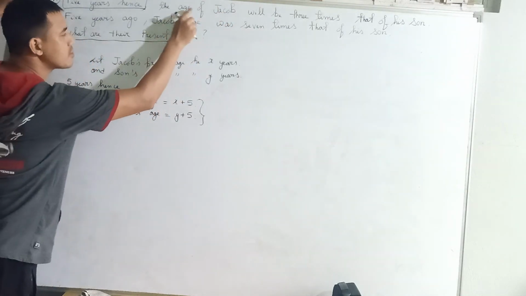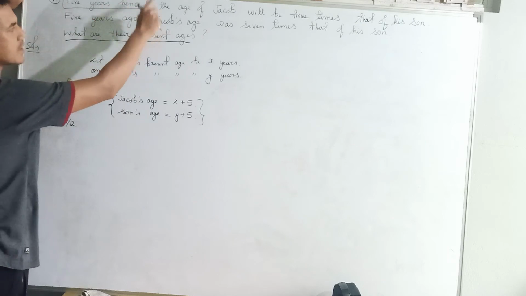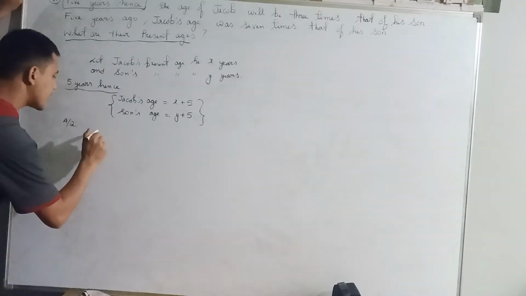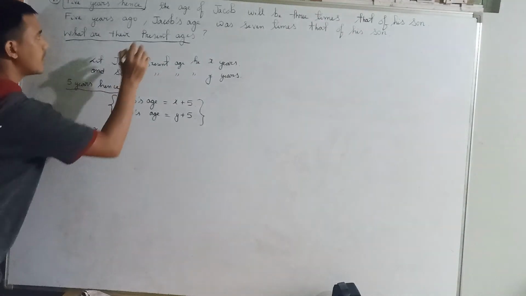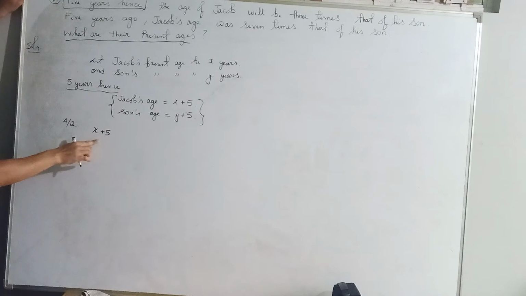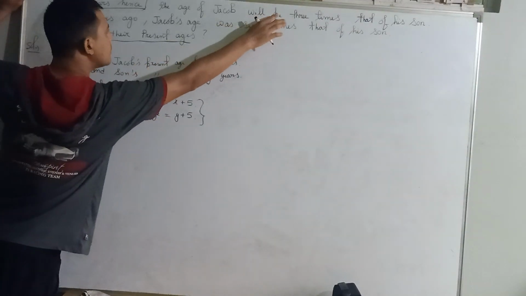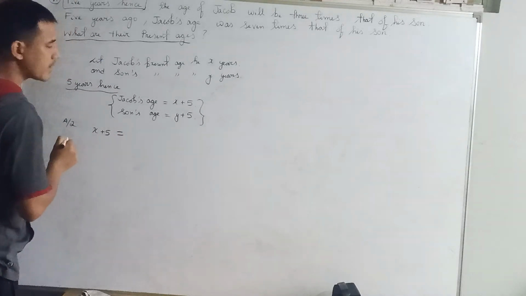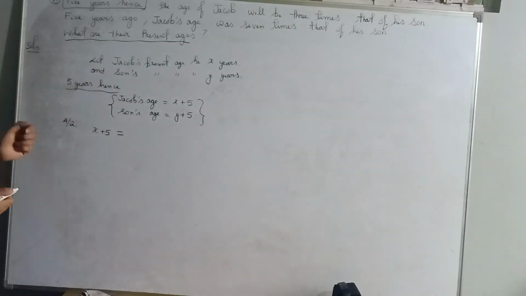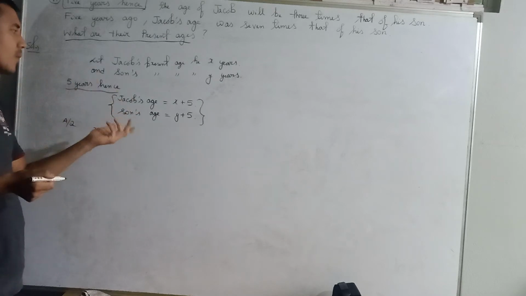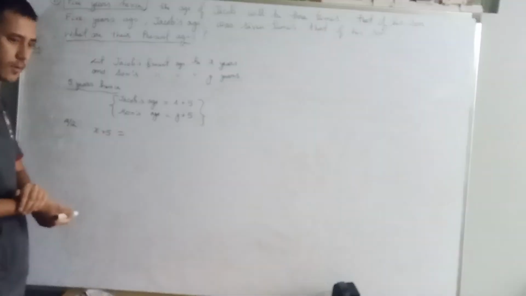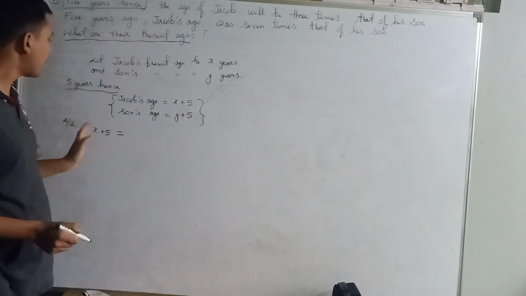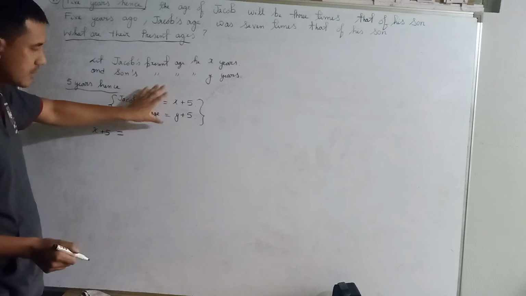Now, the age of Jacob. After 5 years, the question is saying, what will be Jacob's age at that time? X plus 5. This is the age of Jacob. Will be. In mathematics, is, was, are, were, shall be, will be, all this denotes equals to. So after 5 years, we use this condition.